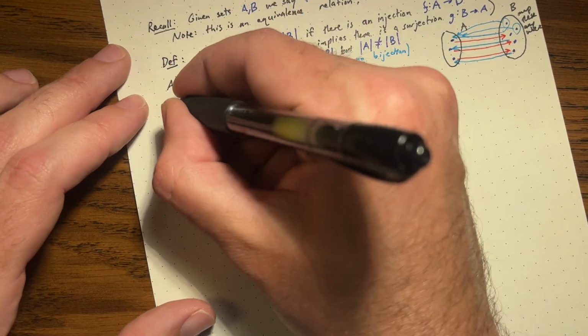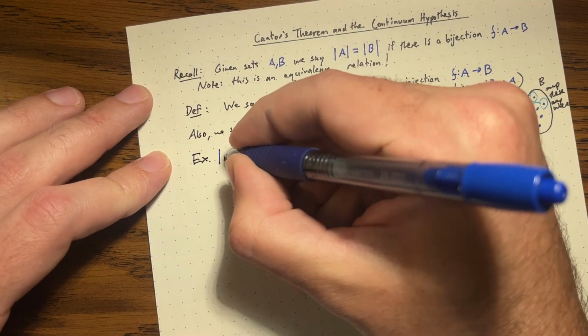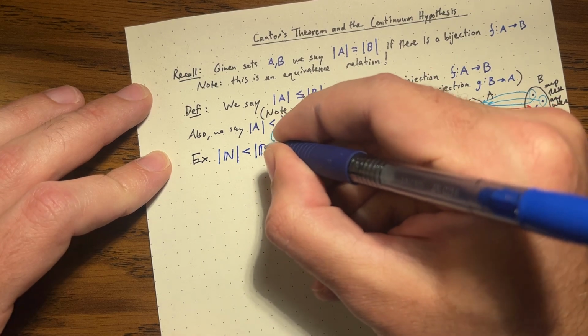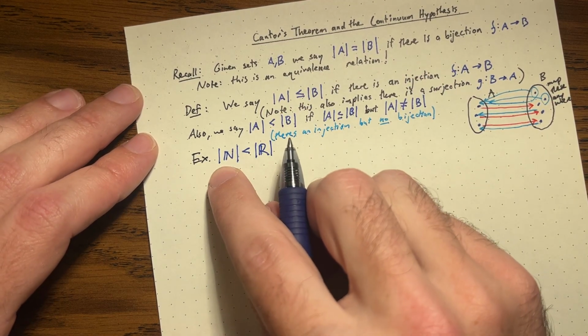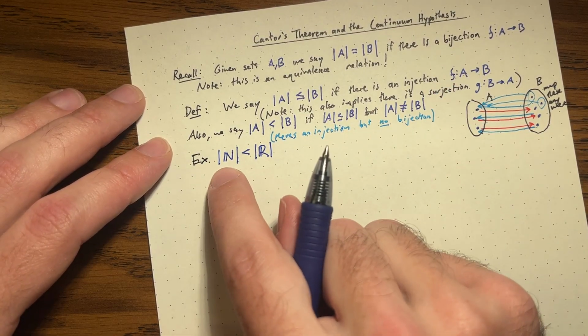Okay, what's an example of this? We saw one in a previous lecture. The cardinality of the natural numbers is strictly less than the cardinality of the real numbers. Real numbers have a greater cardinality, and there is no bijection from N to R. Yet there is an injection, right? You can just map every number to itself.